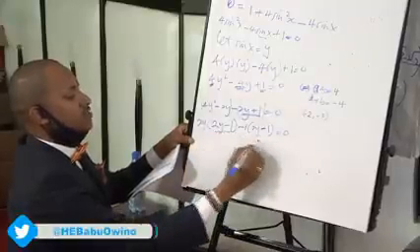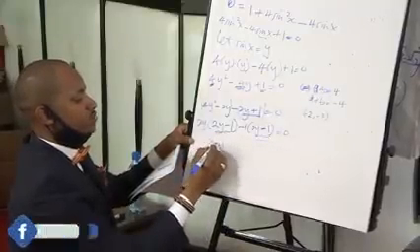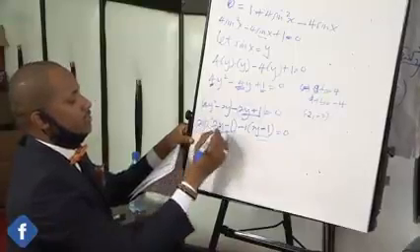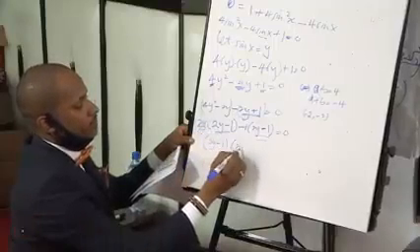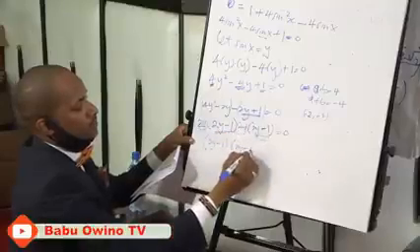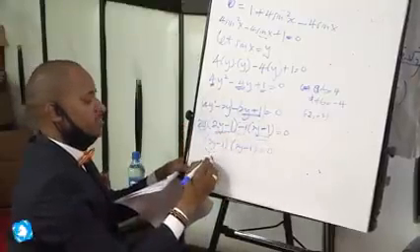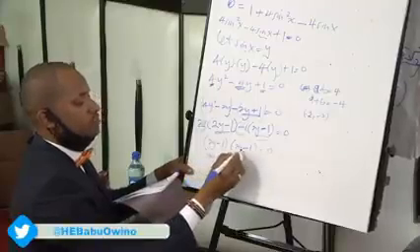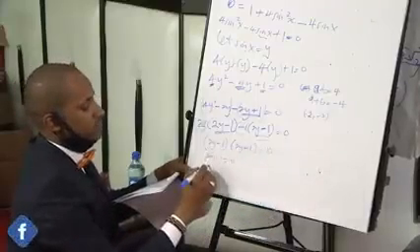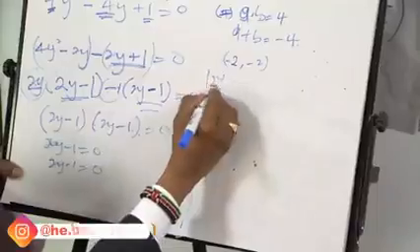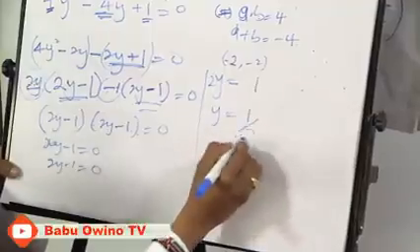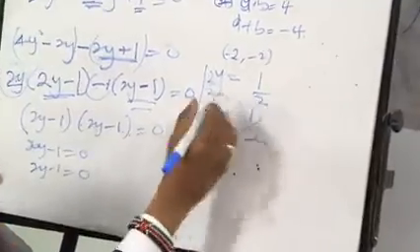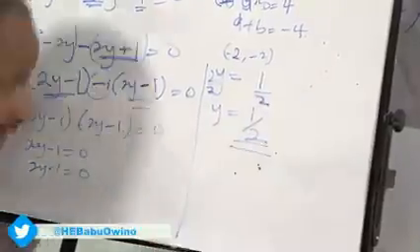So we have this and this being common, so we collect them together: 2y minus 1. And again, take this. When they are common, you only pick one: 2y minus 1. Then again, you take 2y here, and with this minus 1, you equate to 0. So 2y minus 1 equals 0. From here, you say 2y equals 1, when 1 crosses to the other side. Therefore, y equals a half. You divide everything by 2. So y is equal to a half.